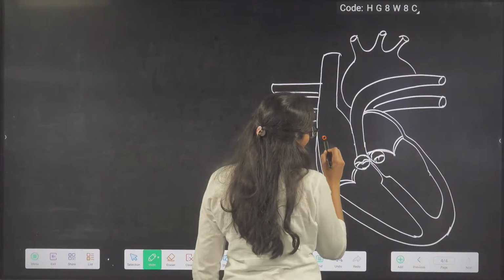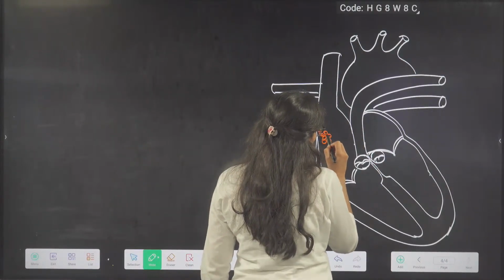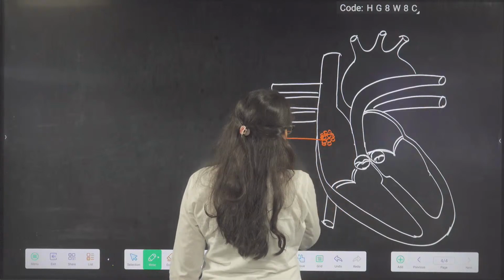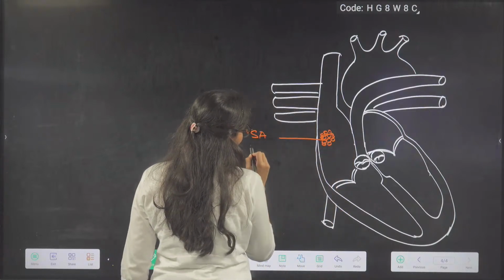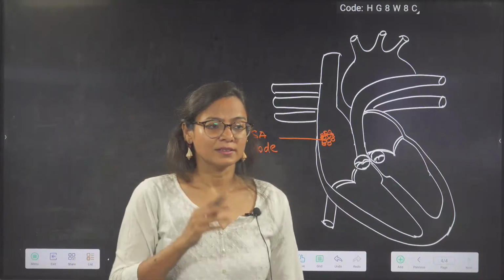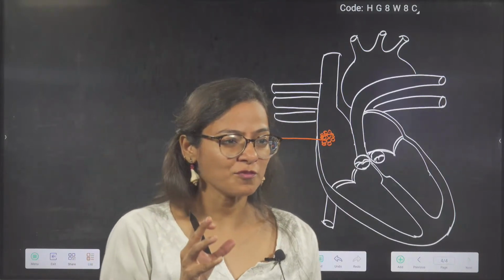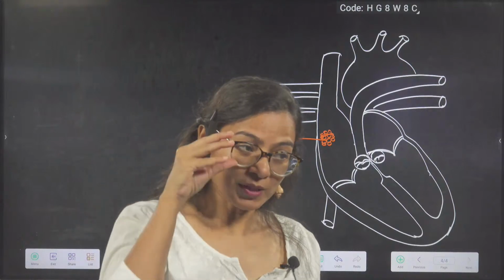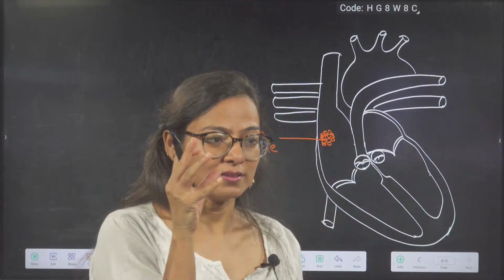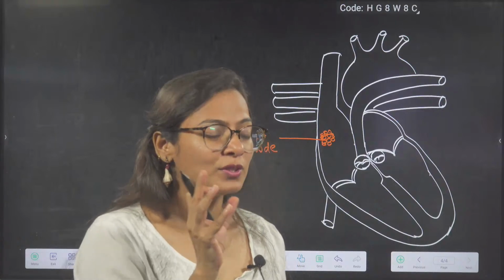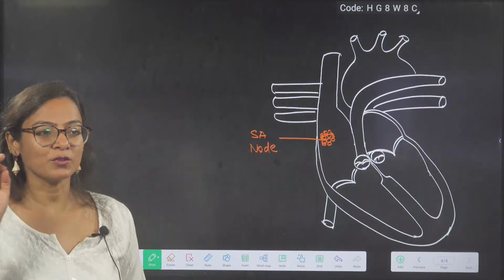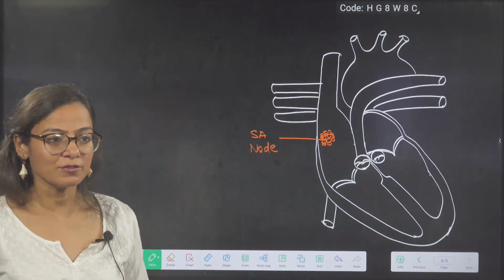Now here we have some muscular cells which together are called SA node. Everywhere it is muscle cell, but in that particular location in the right atrium, there is a patch of muscle tissue that is called SA node. Full form is sinoatrial node. That I will write in the flowchart.